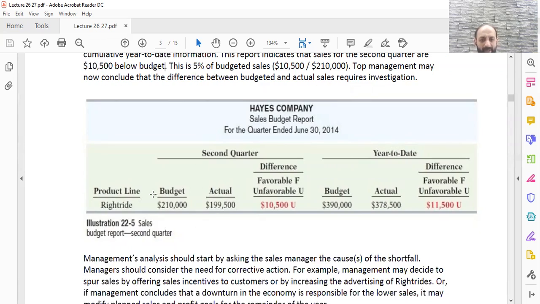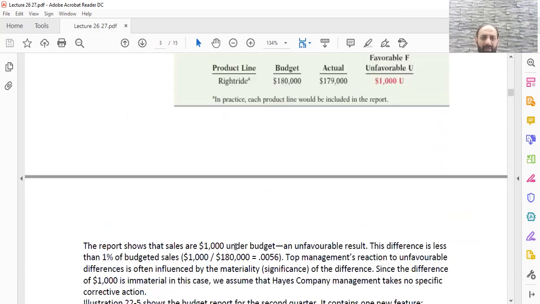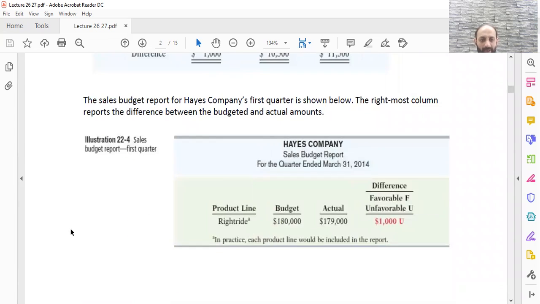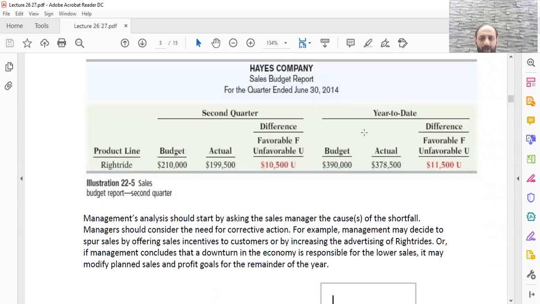In the second quarter, the budget was $210,000 of sales and your actual sales were 199,500. So the unfavorable was 10,500. In year-to-date, we include the second quarter and we also include the first quarter. You accumulate both of them and come up with year-to-date. So budgeted was 390,000, actual 378,500. So in the first two quarters, which is one half of the year, your unfavorable sales figure was 11,500.